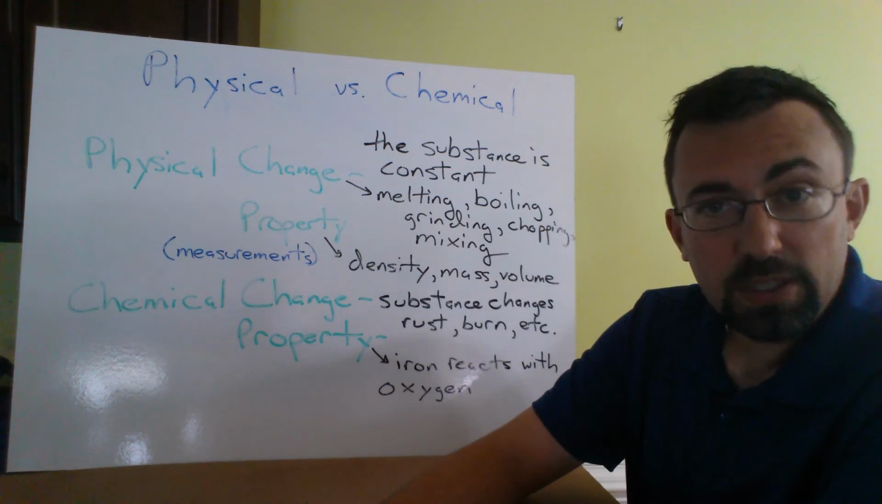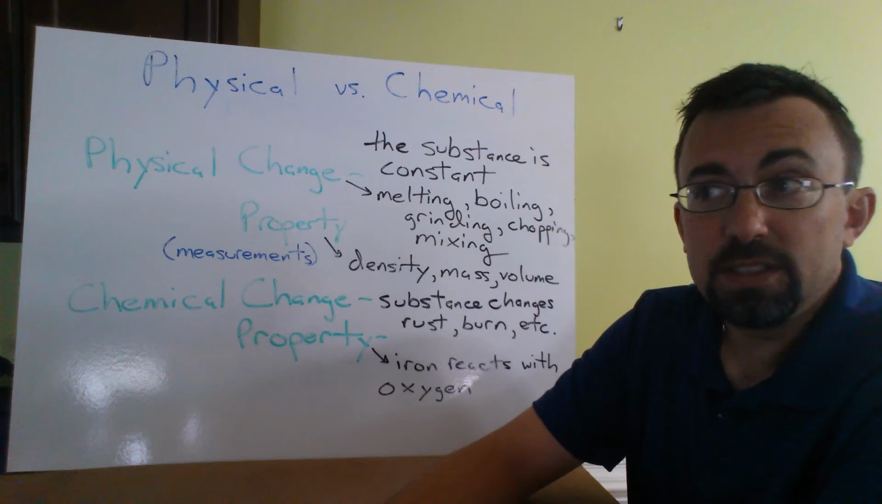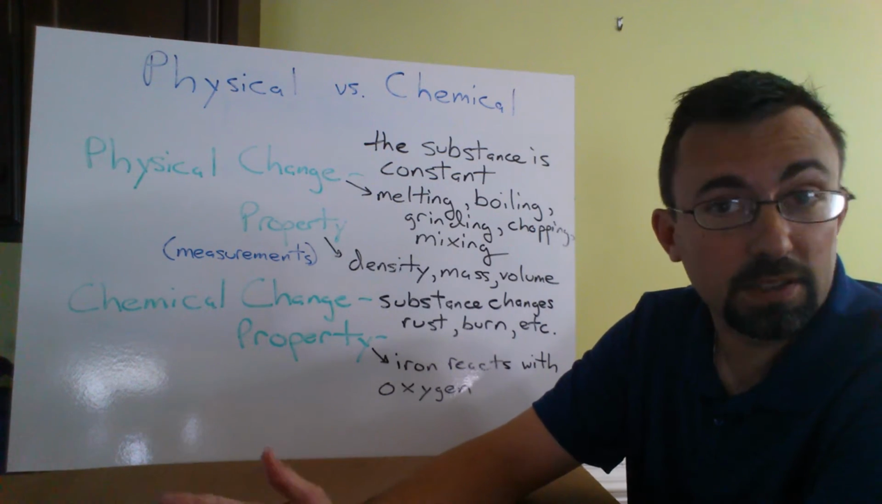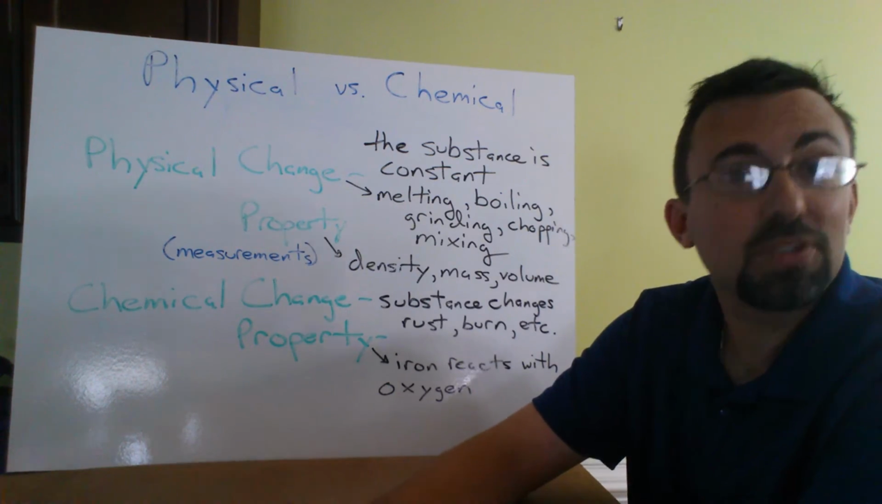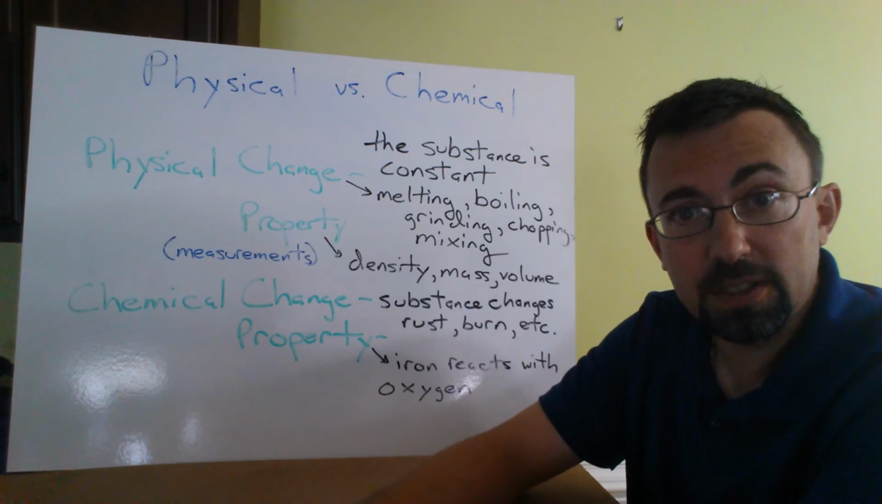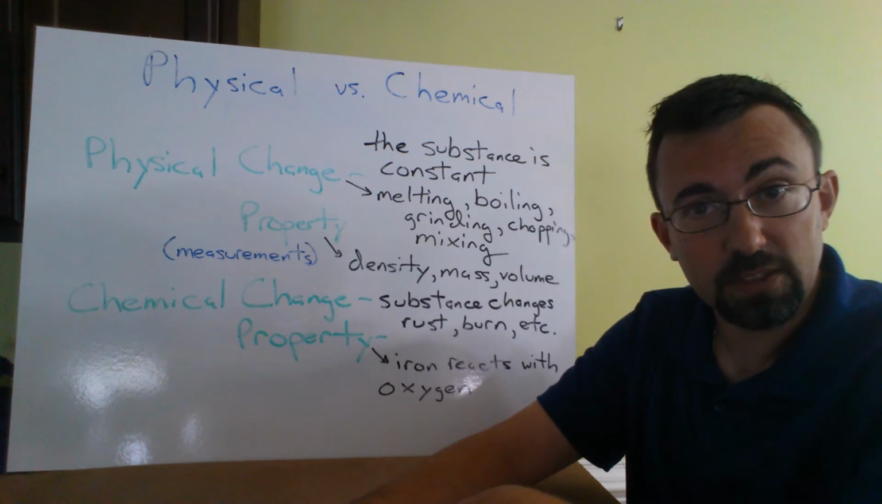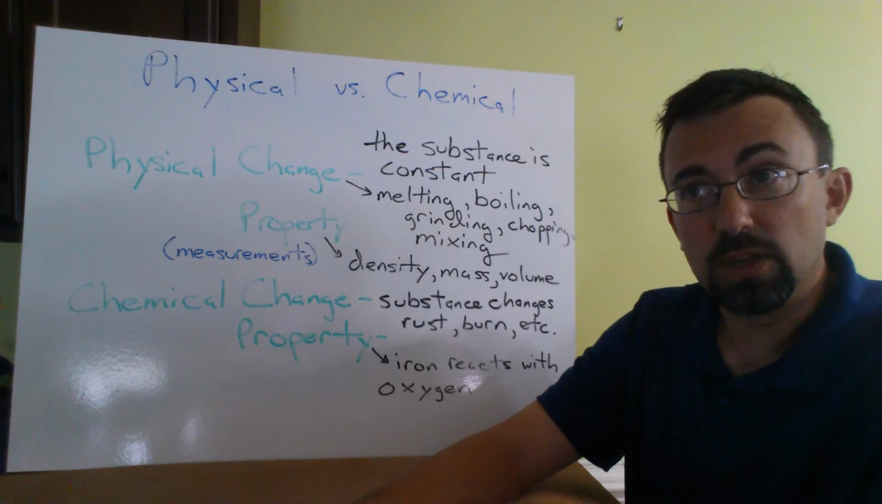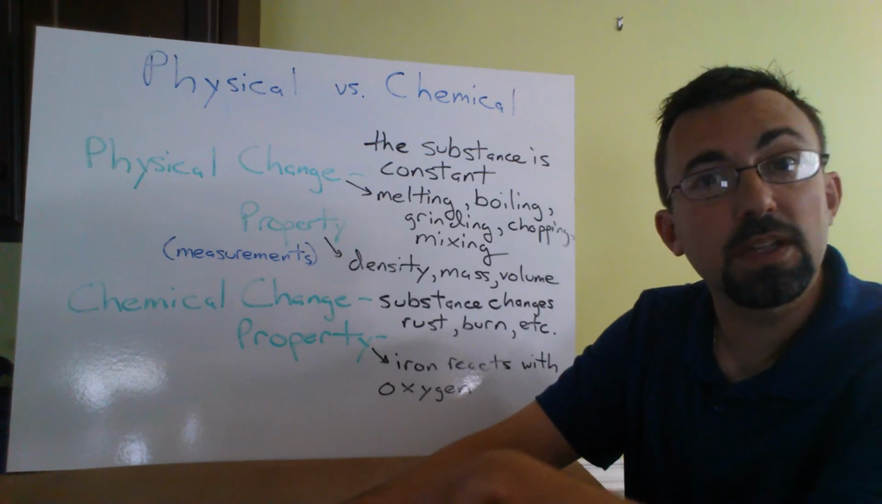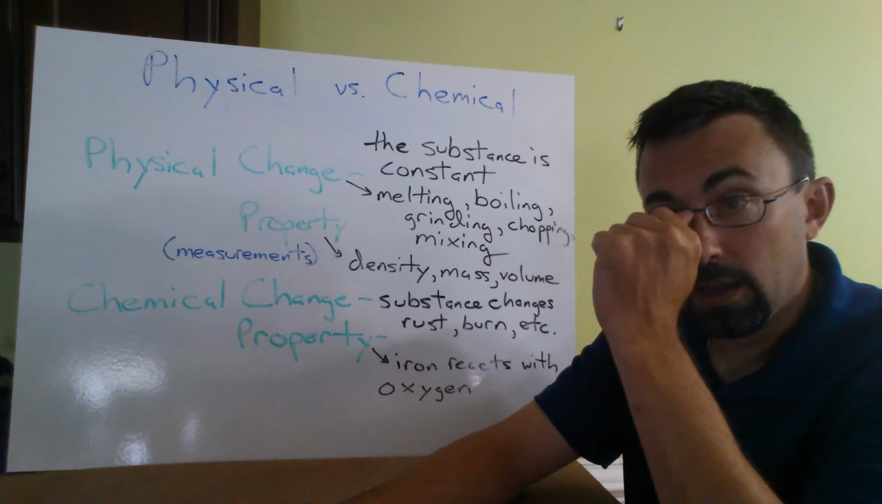If you actually destroy it in the process of doing it, so the energy of combustion, you burn something, it doesn't exist anymore. You turn it into carbon dioxide and water. So that would be a chemical change or chemical property. The fact that iron reacts with oxygen, or iron, when exposed to oxygen, rusts, that's a chemical property. The iron's not there anymore. It's become rust. It's become iron oxide.